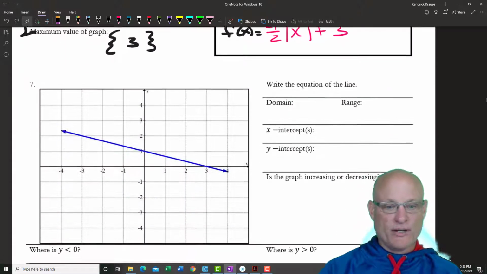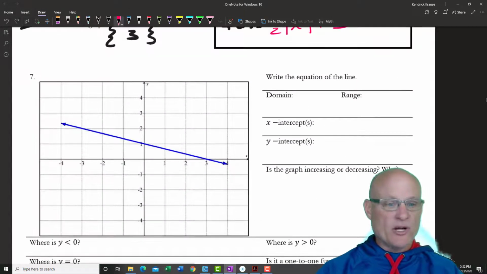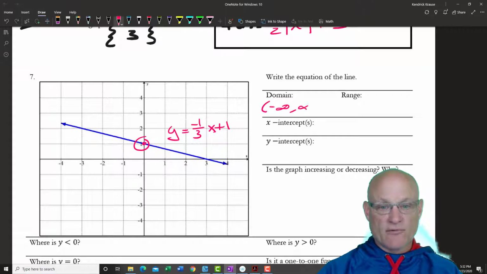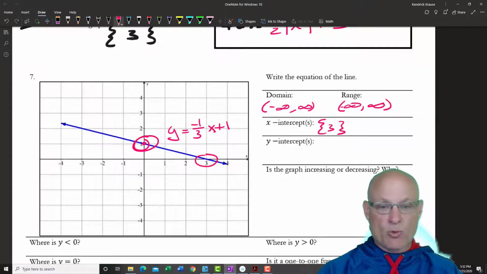And one last final one. This one should be pretty straightforward. Last one. What's the equation of the line? Let's see. Down 1 over 3. So y equals -1/3 x plus 1. Domain goes forever and ever left, forever and ever right, forever and ever down, negative infinity. That's the second time I've done that. Positive infinity. X-intercept right here at 3. Y-intercept right here at 1.